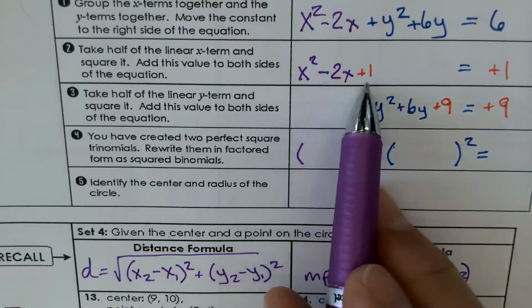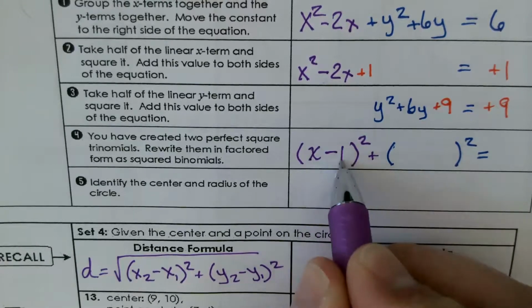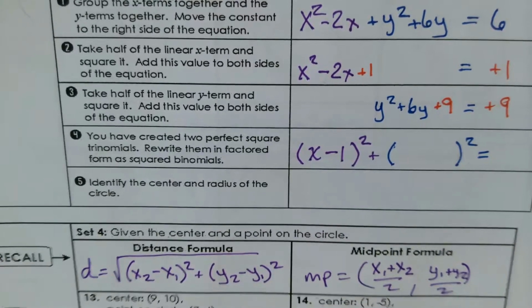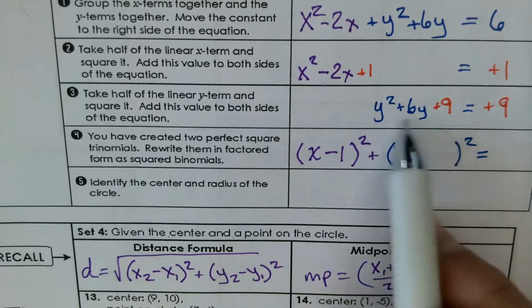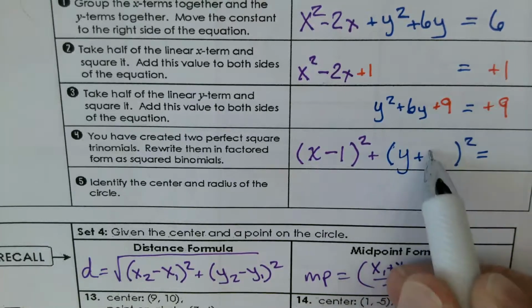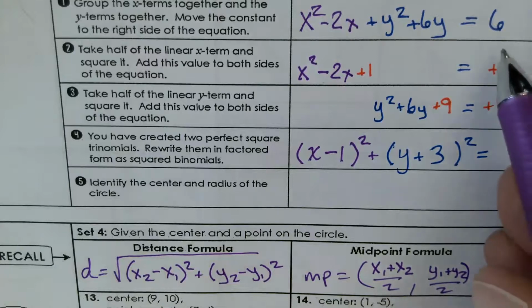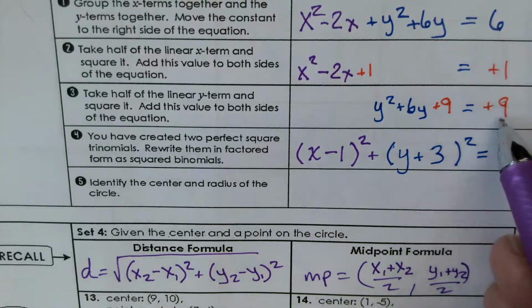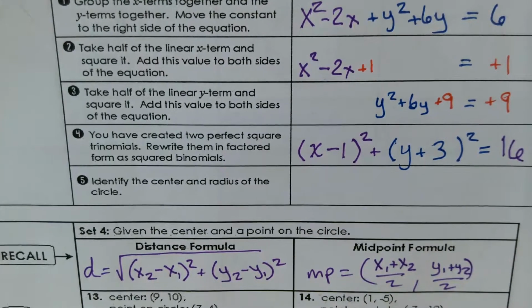This whole 3-term trinomial expression now can be rewritten as x minus 1 quantity squared. And this trinomial, since this is double and this is the square root of it, can be written as y plus 3 quantity squared. And over here, I used to have a 6. I added 1 to make a 7. I added 9 to make a 16. So I'm stuck with a 16 on this side. But that gets it into a circle form.